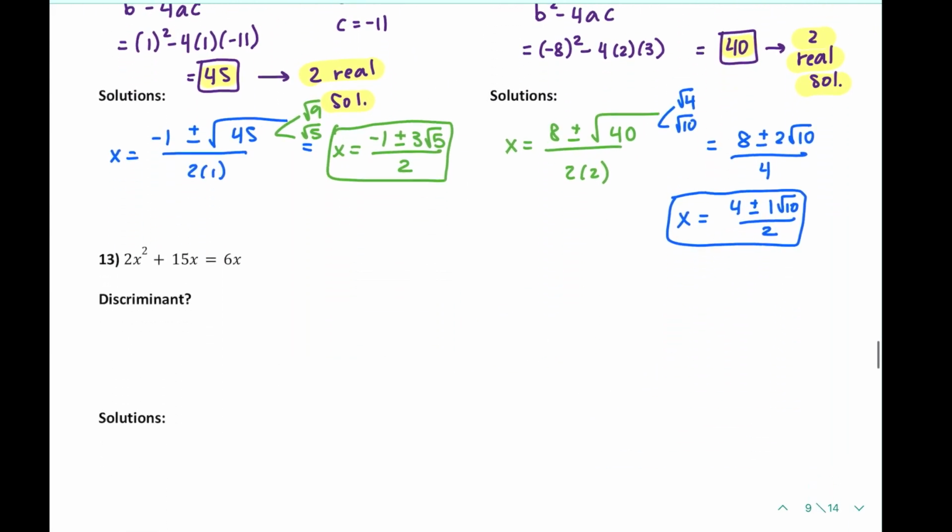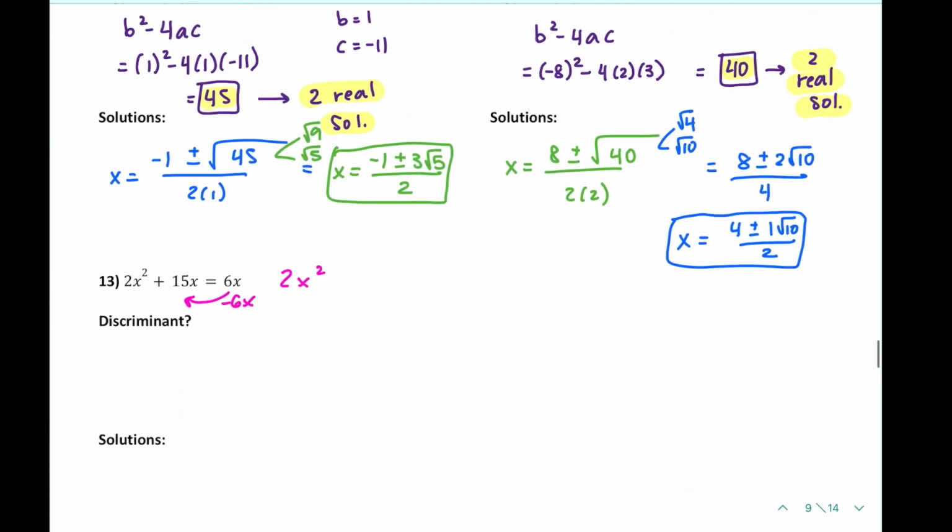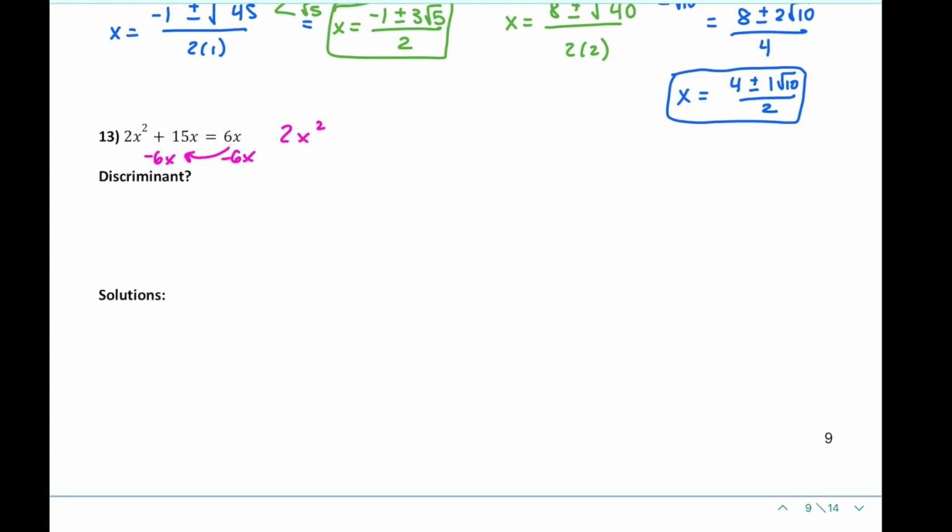All right, one more. So again, I need this to be set equal to 0. That means I have to move over 6x. So I'm going to have 2x squared, and then I would subtract 6x from both sides. So I get 2x squared. I have 15x minus 6x, so plus 9x equals 0.